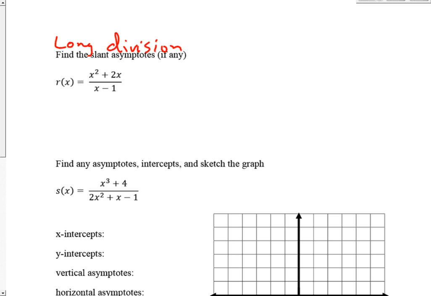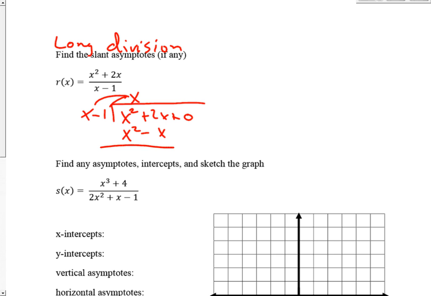You could use synthetic division for this particular one, yes. Down here you can't, because it's not set up to be synthetic division. All right, so x minus 1 into x squared plus 2x plus 0. To multiply into x squared, I need an x. And then x times x minus 1 is going to be x squared minus x. I'm going to be subtracting, so my first terms cancel, and then 2x minus a negative x would be 2x plus x, which is 3x, right? I bring down the 0.